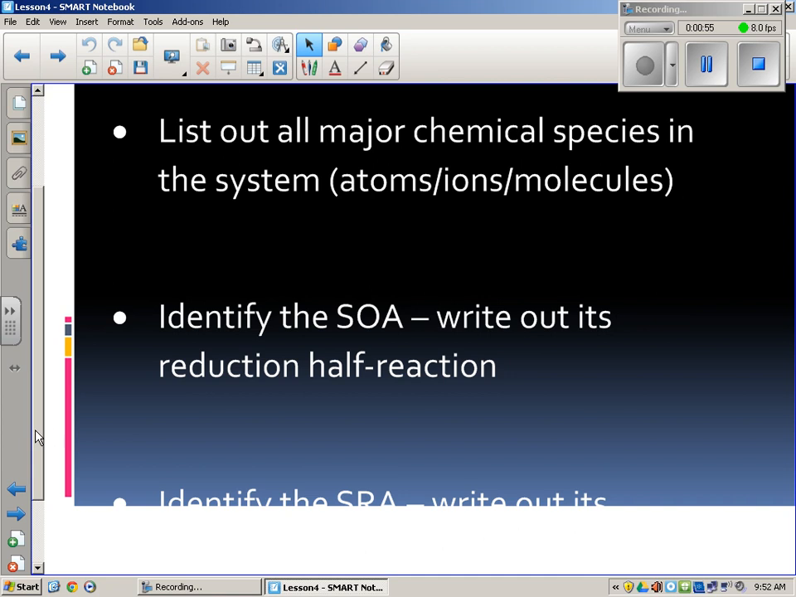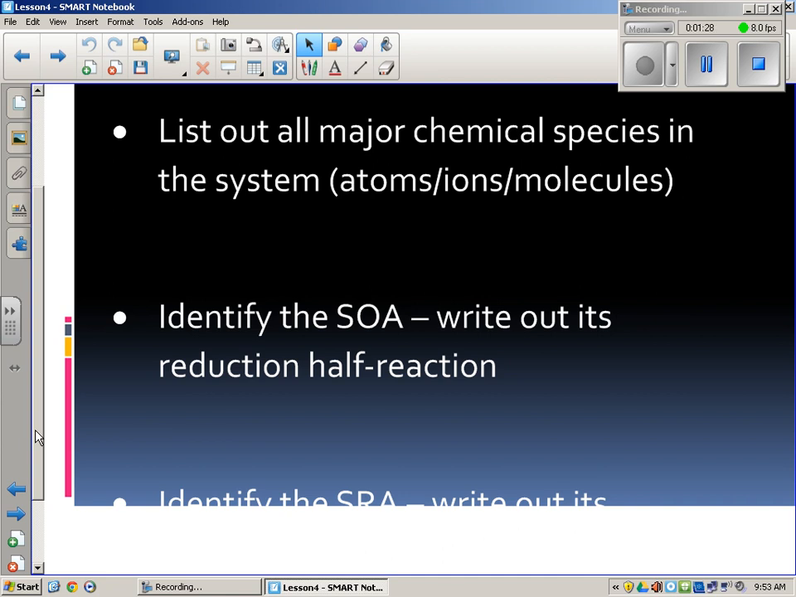That's step 1. You are going to identify the SOA, which of course is the one that's being reduced. Yes? So you're going to identify which one is being reduced, and the strongest one at being reduced. Okay? And then you're going to write out its half reaction, the reduction half reaction, of course, because SOAs are a reduction half reaction, yes? Okay? And you're going to identify the SRA. In other words, you're going to write out the oxidation half reaction. Okay? Now, is there other things going on here?